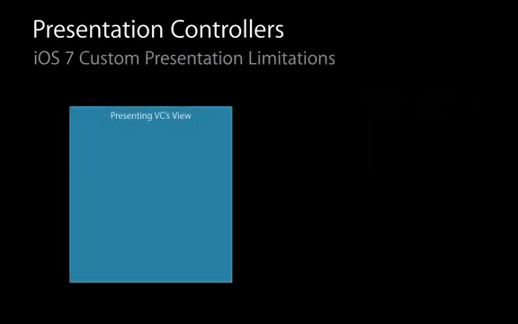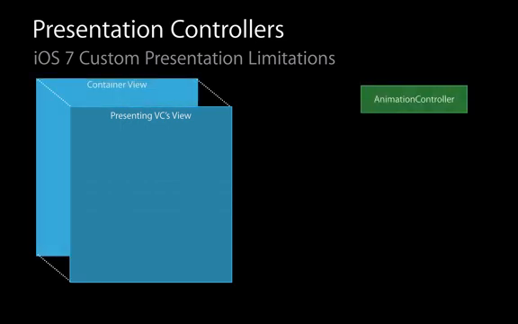Well, there were a couple of problems with that. Let's look at the view hierarchy to see what those problems might have been. So we have the presenting view controller's view. When the animation controller is vended, we set up kind of the environment in which this transition animation is going to take place.